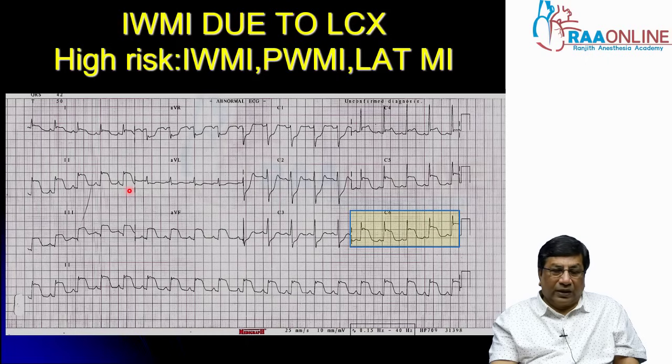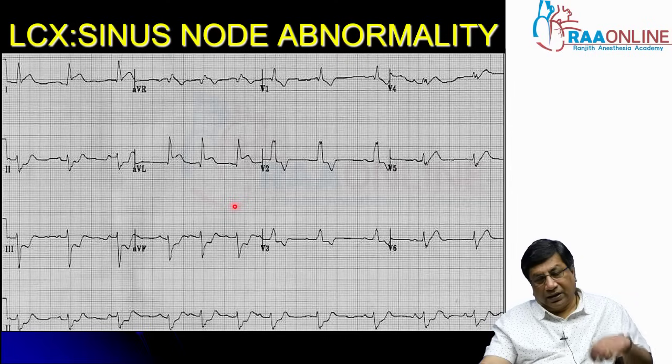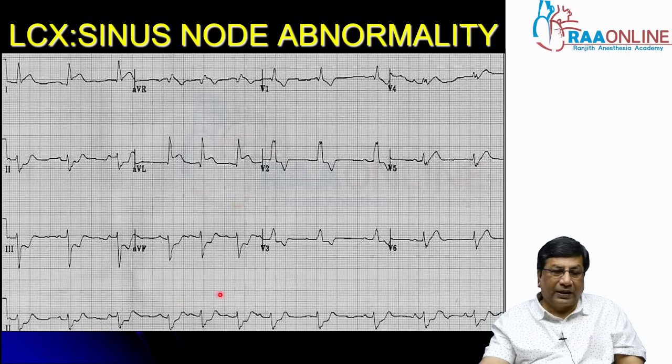So lateral wall is showing ST elevation and high lateral wall is showing ST elevation, and there is a depression in V1 to V3, a reciprocal change of posterior wall. Now, another important sign to say that the left circumflex lesion is likely to be malignant and very high risk is looking at the sinus node abnormalities in left circumflex infarct. So you can see L1 and AVL are showing ST elevation. You are suspecting a left circumflex infarct.